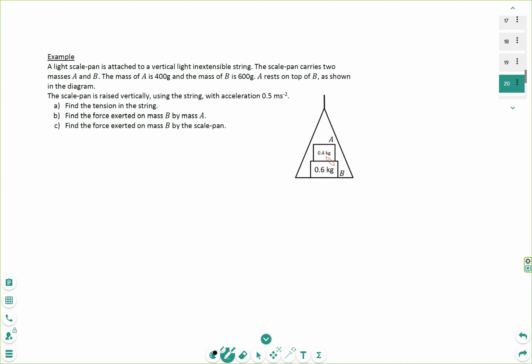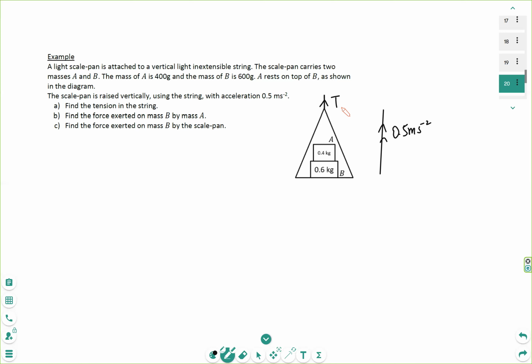A rests on top of B, just like you resting on a sibling. As shown in the diagram, the scale pan is raised vertically. Raised vertically means we know it's going upwards, by 0.5 meters per second squared. Find the tension in the string. Where's the tension? Well, we know tension is here because the scale pan is pulling upwards. Tension is always pointing to the source. So remember the hangman, the tension is always pointing towards the source of the string. So the string comes from the ceiling, therefore the tension is pointing upwards. It doesn't matter if you're going down like a lift or going up.